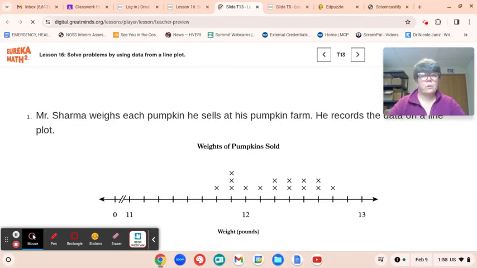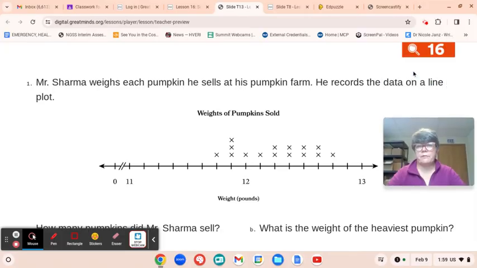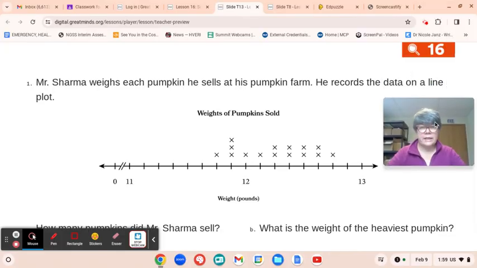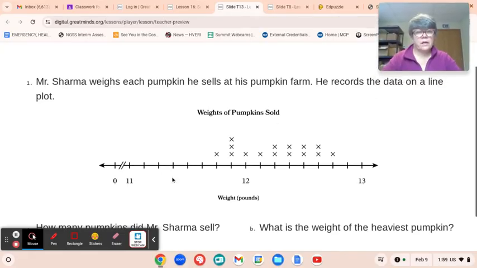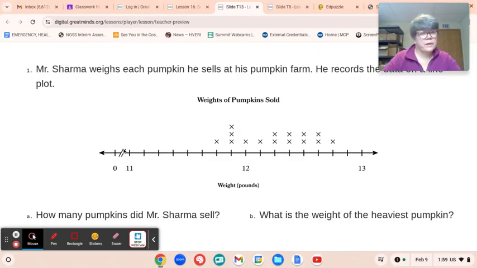Mr. Sharma weighs each pumpkin that he sells at his pumpkin farm. He records the data on a line plot. And you can see the line plot right here. Okay. You see we have a line break like we did in lesson 15. That means that we're jumping from 0 to 11 and we're not going to put any space in there, right? And then we have our weight in pounds of our pumpkins. So what does each X in the line plot represent? Each X is going to be one pumpkin that he sold, right? Weights of pumpkins sold.